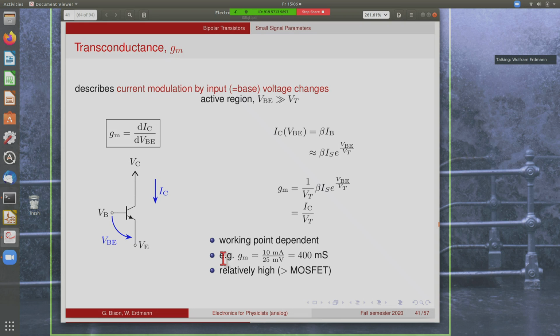The interesting part here is that this is a relatively large value. So for a typical transistor current is 10 milliamps or 100 milliamps or so, and the thermal voltage at room temperature is 25 millivolts. So in this case, you get, for instance, 400 millisiemens, which is a relatively large value for a transistor. So it's much higher than what you get for typical MOSFETs. So this makes bipolar transistors interesting for some applications where you need a high GM.